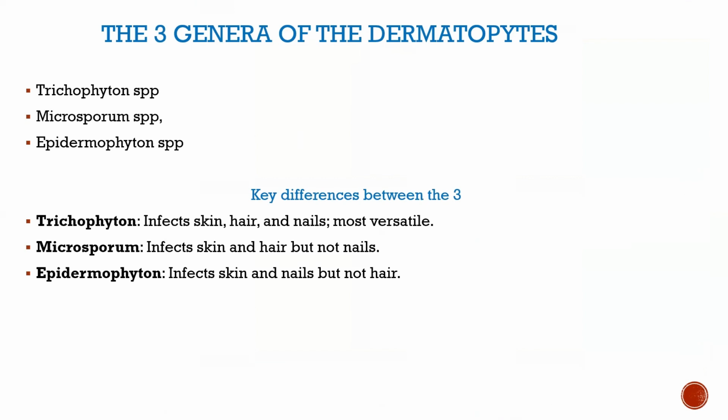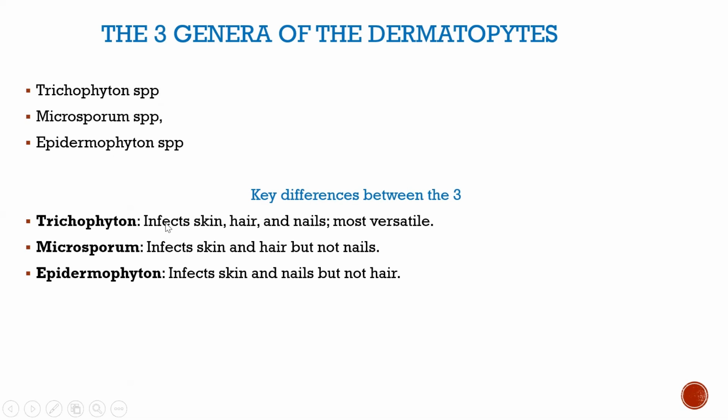The key difference between these three genera is that the Trichophyton, which is the most versatile one, like I explained before, infects the skin, the hair, and the nails. Then the Microsporum infects the skin and the hair, but not the nails; they rarely affect the nails. Then the Epidermophyton infects the skin and nails, but not the hair. Just kindly know the key difference among the three genera, in case you are asked to write on the Trichophyton species.